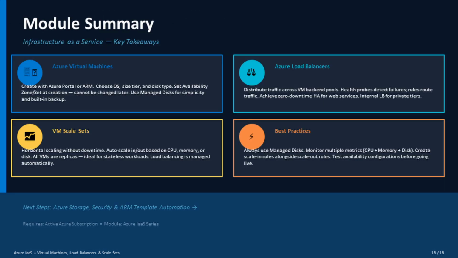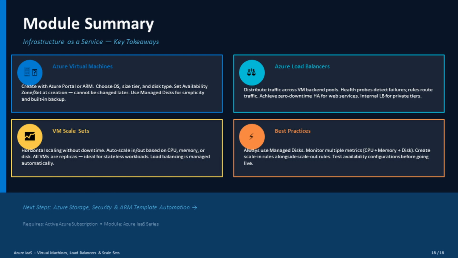Excellent. Let's bring it all together with a summary of what we've covered in this module. We started with Azure Virtual Machines, the fundamental building block of Azure IaaS. You learned how to deploy VMs through the Azure portal, how to select the right operating system, disk type, and VM size for your workload, and how to configure advanced options including high availability, storage, networking, extensions, and monitoring. A key reminder: availability zones and availability sets must be defined at creation time. They cannot be changed later.